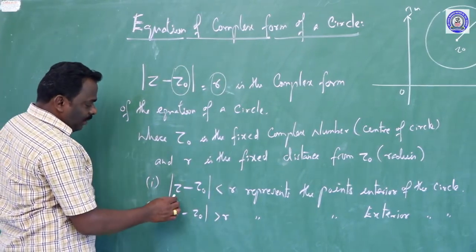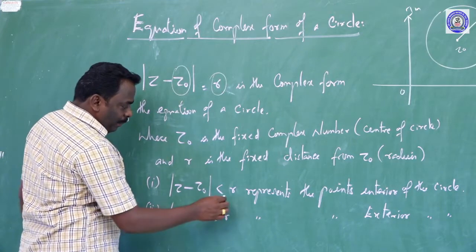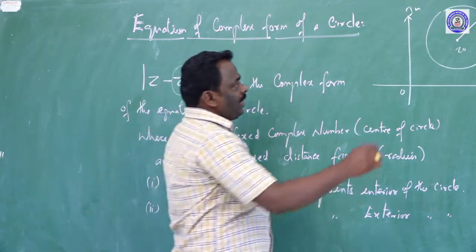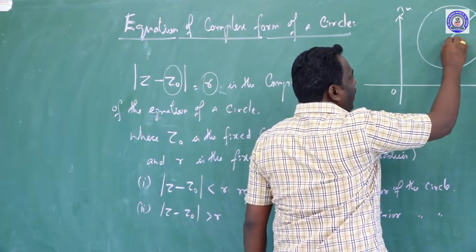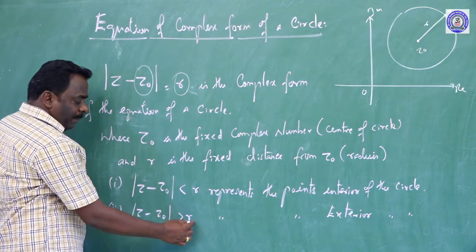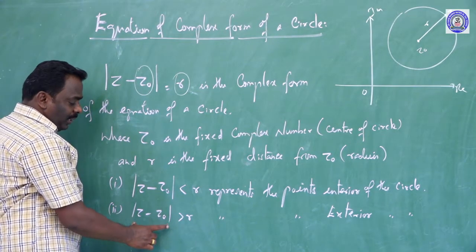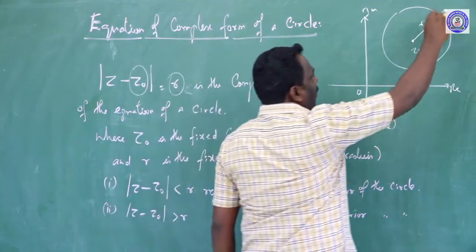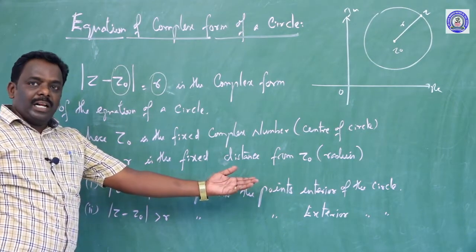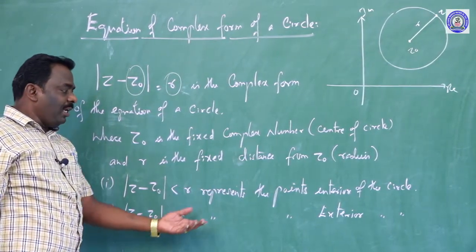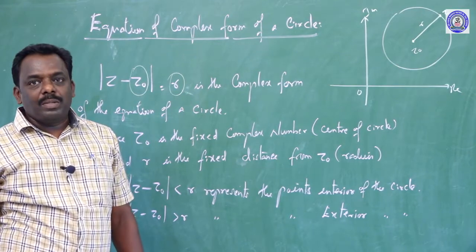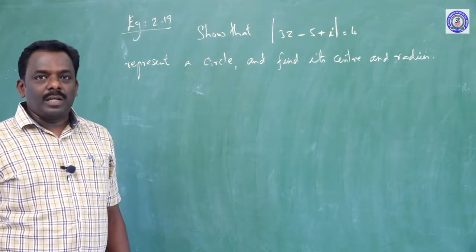If modulus of z minus z naught is less than r, that is, compared with the radius the modulus value is less than it, then the complex number lies inside the circle. That is called an interior point of the circle. If the modulus value is greater than r, compared with the radius the value is greater, then the point is outside of the circle. So when the modulus value is less than r, the point is in the interior of the circle, and when the modulus value is greater than r, the points are in the exterior of the circle. This is the complex form of the circle.